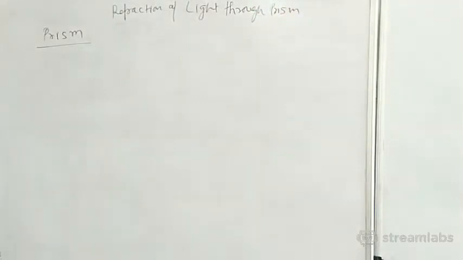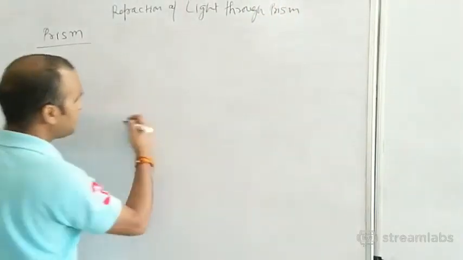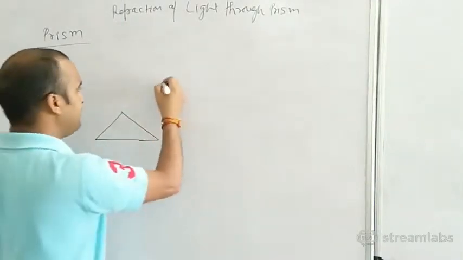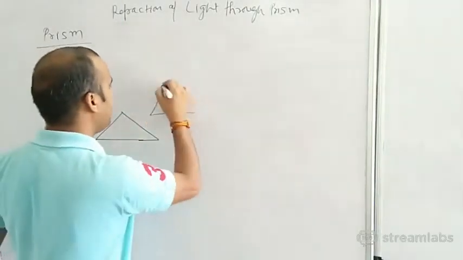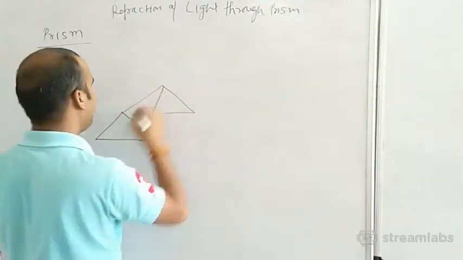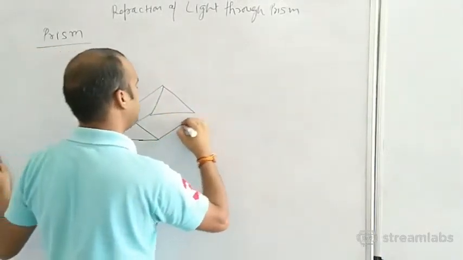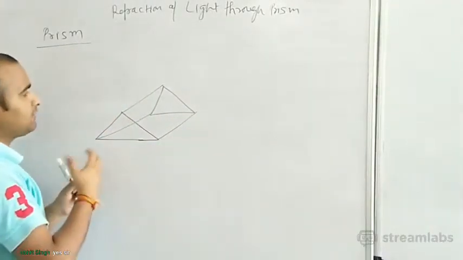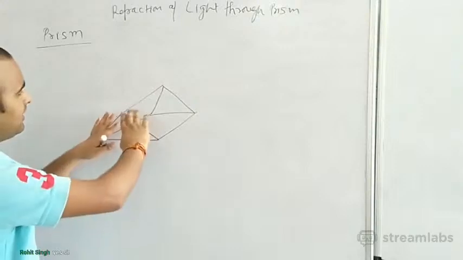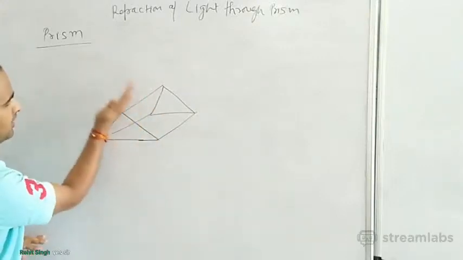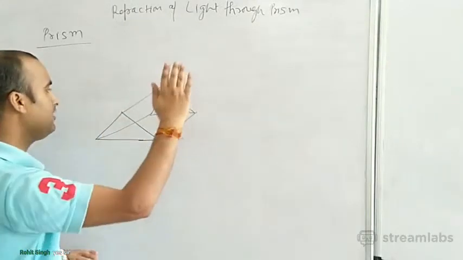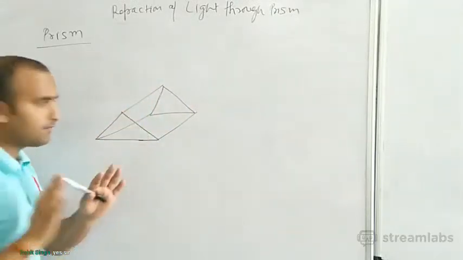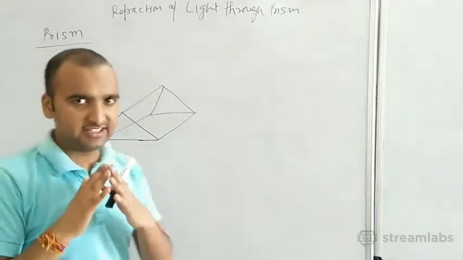So first of all, what is a prism? A prism is a type of transparent medium which is bounded by 5 plane surfaces. So this is an example of a prism. What you observe here, there are 5 surfaces: first, second, third, this fourth, and this lower one, fifth. So there are 5 surfaces here and they are bounded to each other.